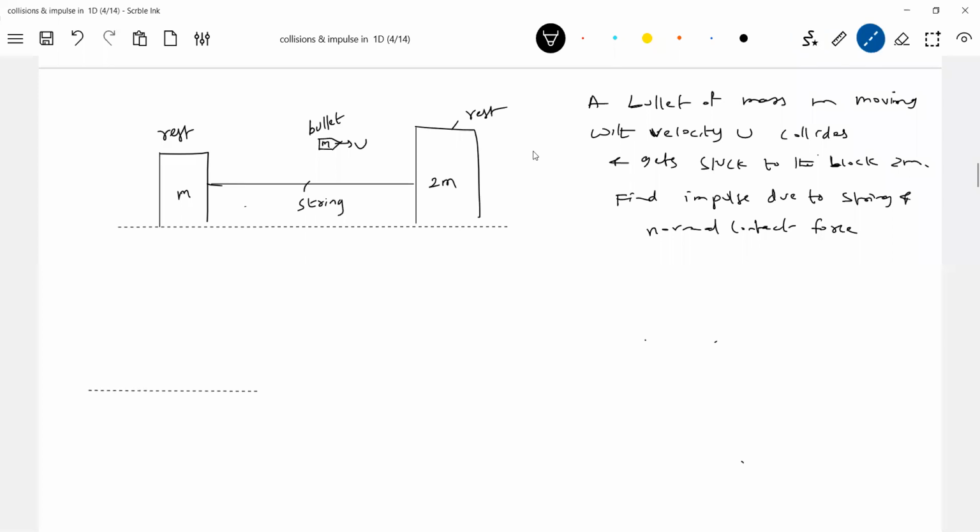A very basic problem I'm starting. This you have to use in coming numericals.